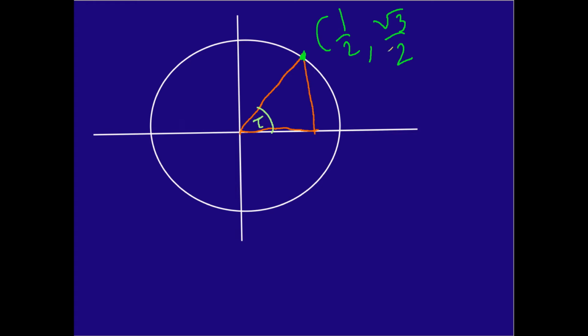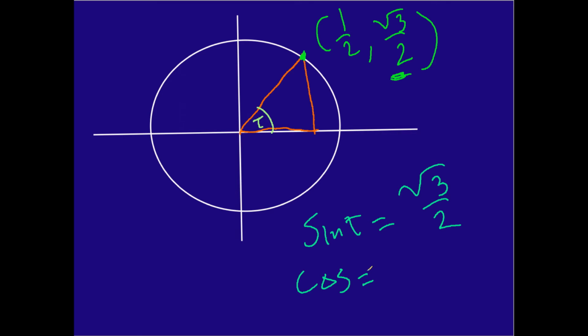Now, if someone were to ask you, what is the cosine of this? What is the sine of this? Well, if you just take what we just talked about, you will determine it as follows. Sine is going to be the y value of the terminal side, which in this particular example is going to be right here. So sine of t equals the square root of 3 over 2. Cosine, as we've already talked, is the x coordinate of the intersection of the terminal side with the unit circle. That's going to be 1/2.